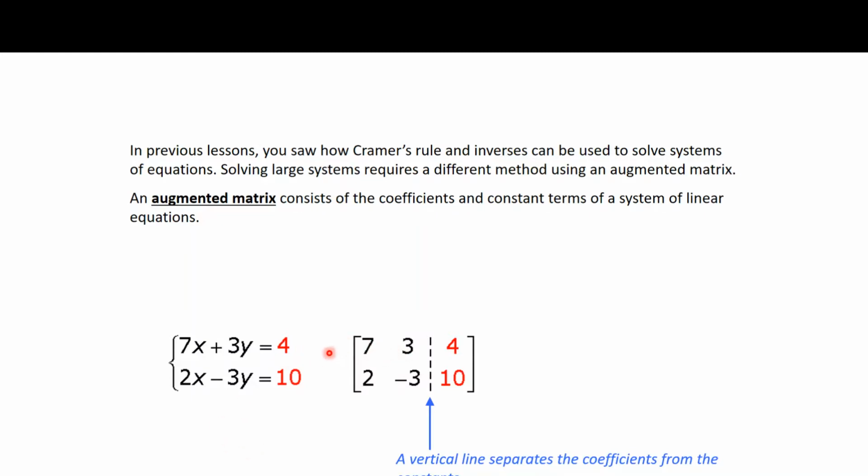We can rewrite it as a matrix: 7, 3, and our constant 4, and 2, -3, and our constant 10. And notice that a vertical line separates the coefficients from the constants. So these are the coefficients, the numbers in front of our variables, and our constants 4 and 10 go on the right side of our dotted line.